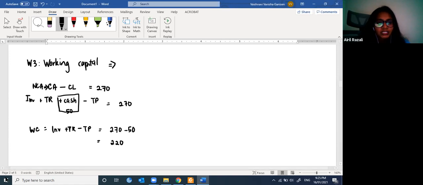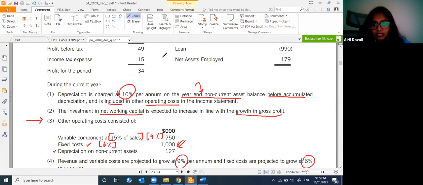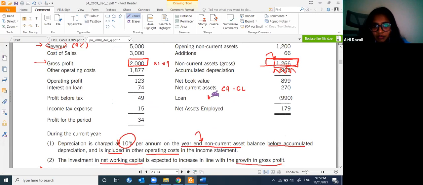So this is my working capital in year 0. That means in the current year, my working capital equals 270 minus $50, so 220. Okay, now I want to stop here and ask everyone, are you clear about this or not? Do you have any problem?